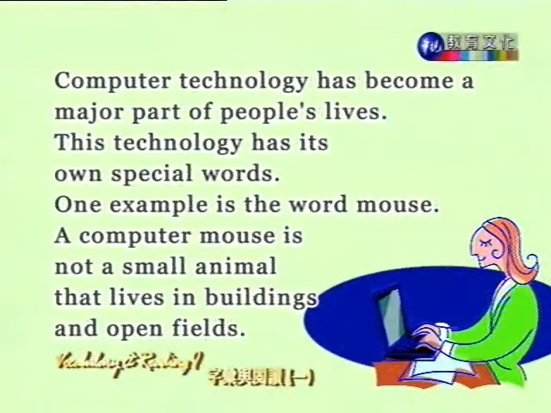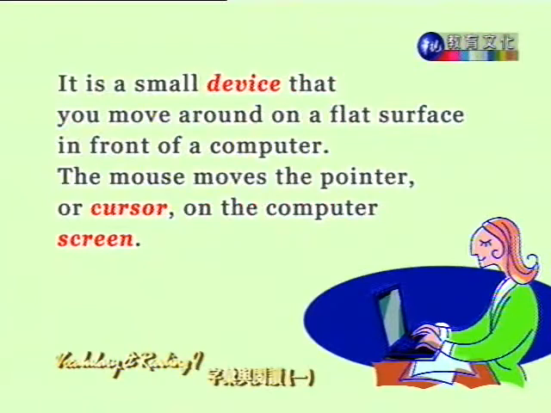我们现在先看一下第一段，了解一下里面的内容。In this first paragraph, we'll have a look at computer technology in people's lives. Computer technology has become a major part of people's lives. This technology has its own special words. One example is the word mouse. A computer mouse is not a small animal that lives in buildings and open fields. It is a small device that you move around on a flat surface in front of a computer. The mouse moves the pointer or cursor on the computer screen.